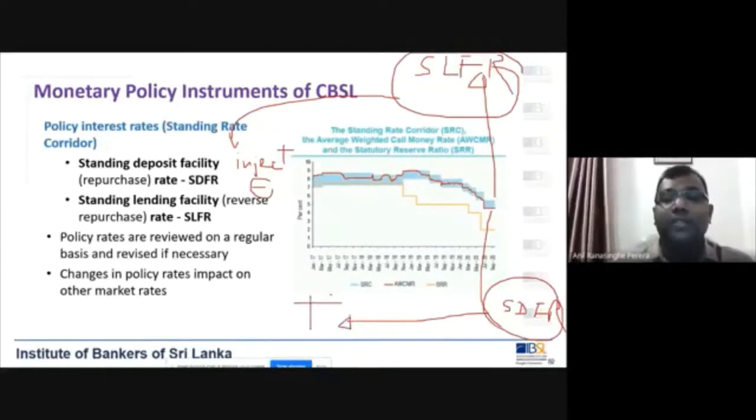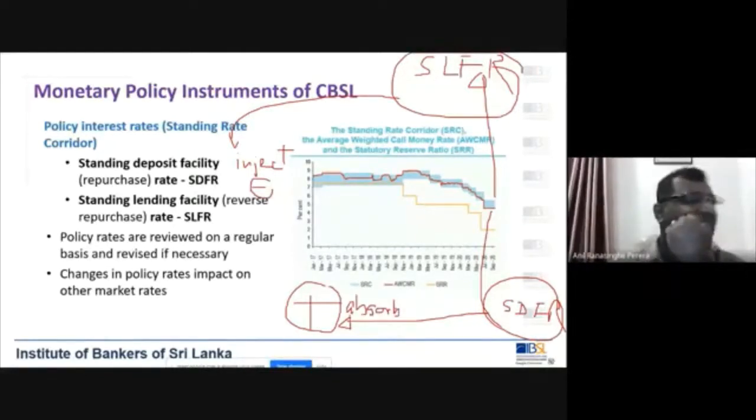And then we have the lower bound, SDFR, which means standing deposit facility rate, that is used when there is a surplus in the economy, more money in the economy. We have to absorb it. Otherwise, it's creating more money, more inflation. So we can absorb it on different terms.